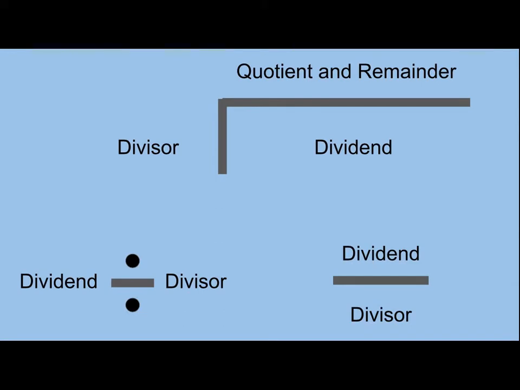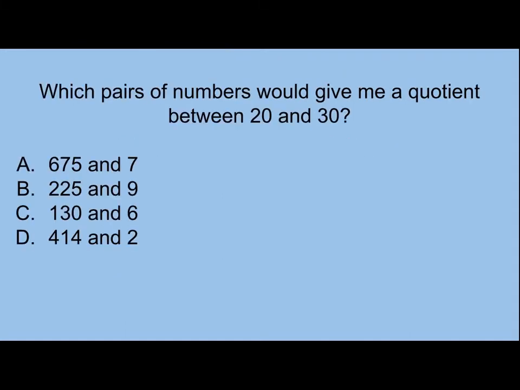Just as a reminder, these are a couple different ways you might see long division. In the division box, we have the dividend in the middle, divisor outside, the quotient and remainder on top. You might see it expressed as a fraction with the dividend on top and the divisor underneath, or you might see it expressed like this. Just a quick recap for you.